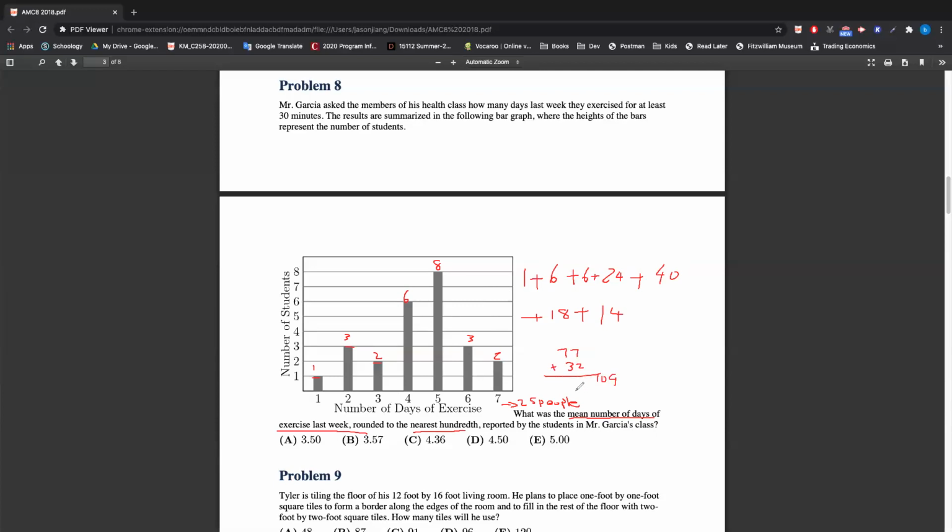Okay. So now to find the average, we just do the total number of days divided by the total number of people. So 109 divided by 25. And that's 4.36. Because you can multiply it. It goes in 4 times, and then 9/25 can simplify to 36 hundredths. Okay, any questions about that problem?